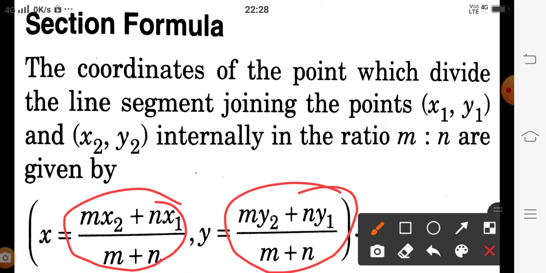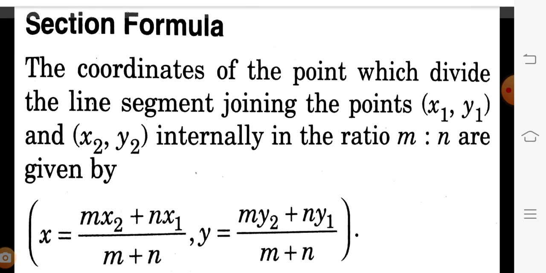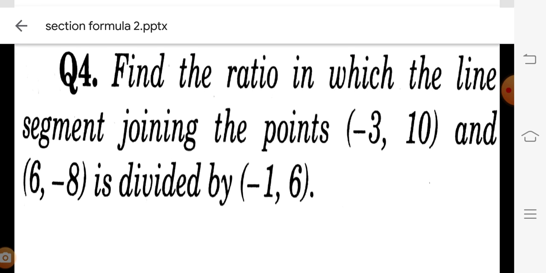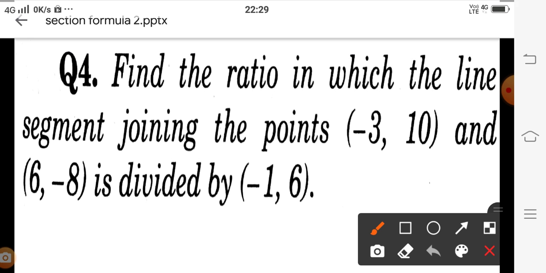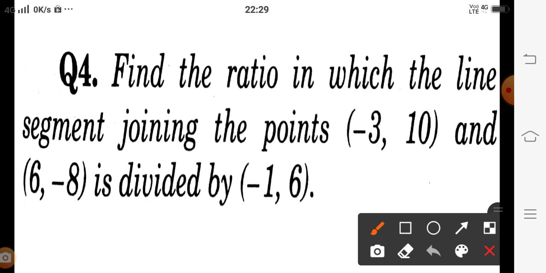Then in this we are going to use this formula directly. Let us solve some questions on the basis of the section formula. And here I am taking question number 4 from your NCERT book. And the question is, find the ratio.